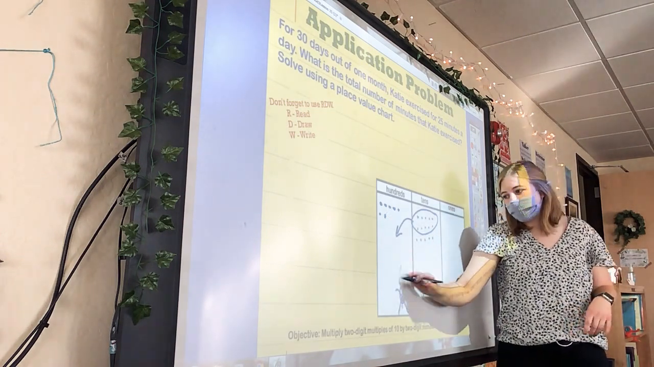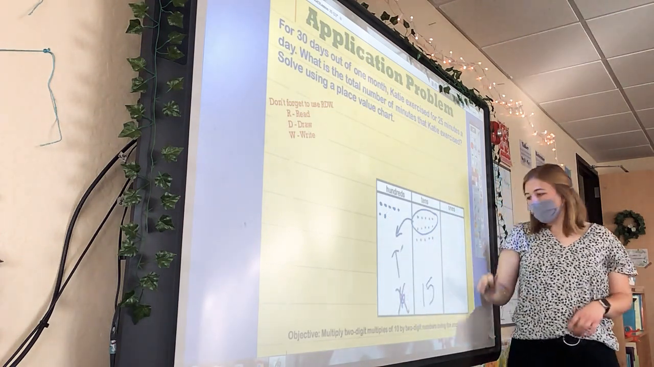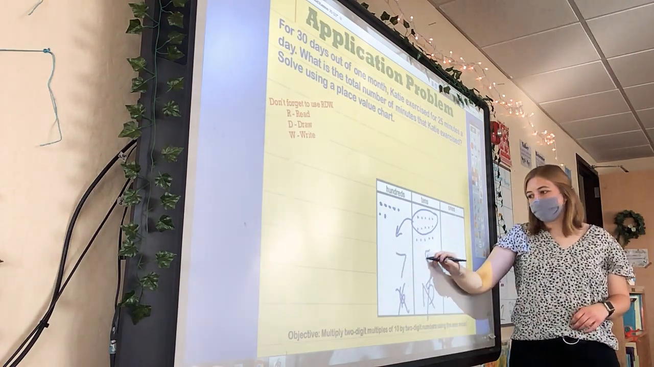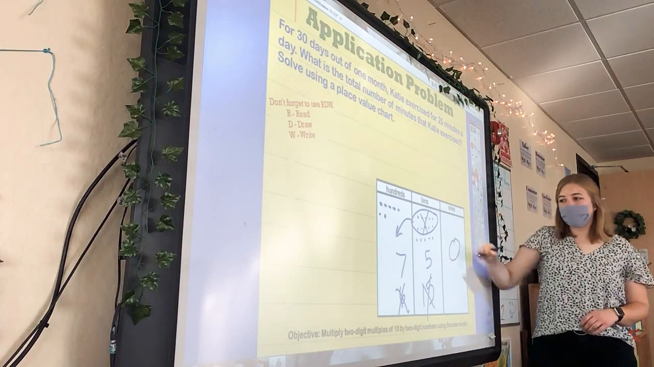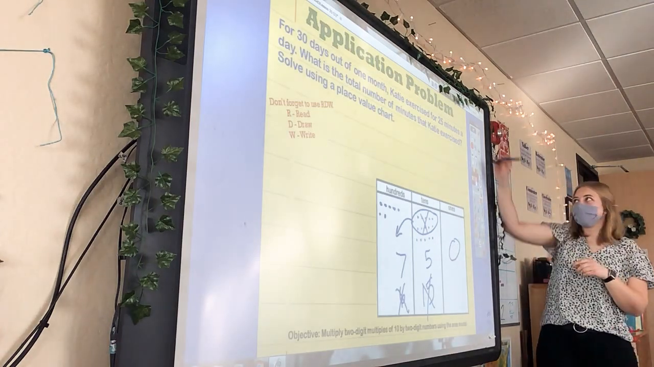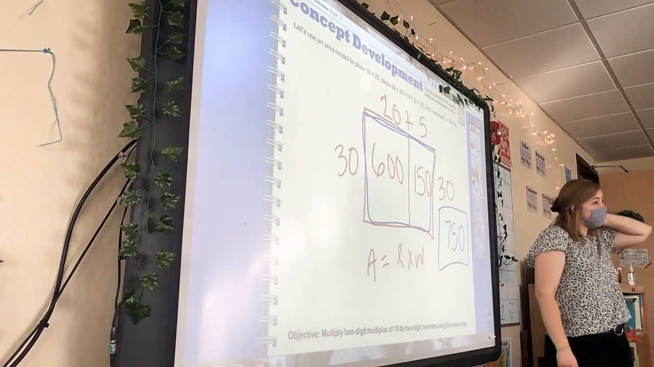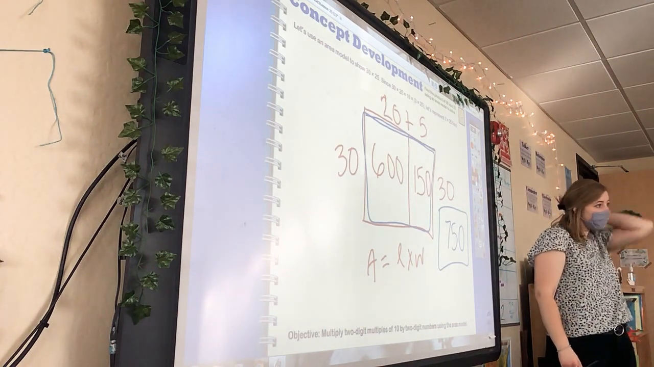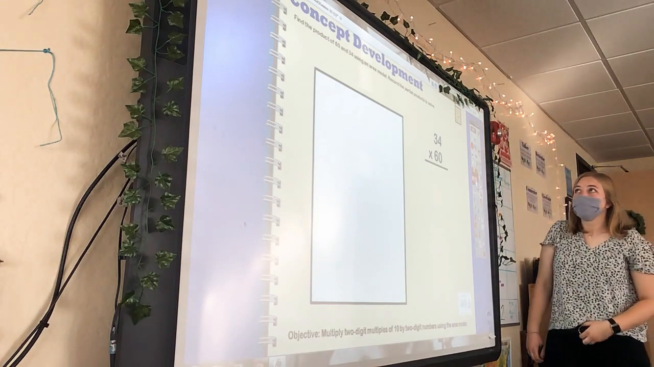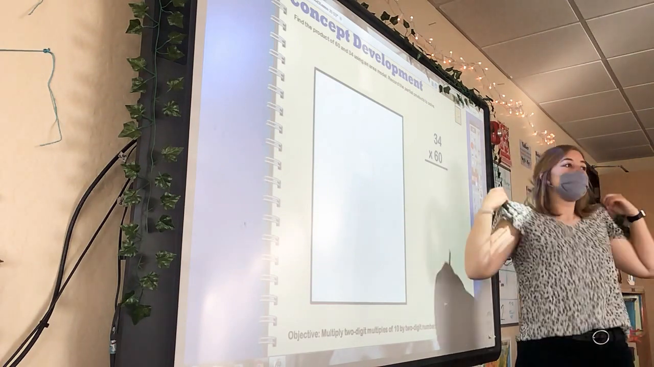So this becomes 7, maybe. Oh, that's a T. 7. And then this remains 5. Okay? And then 0 ones. So yeah, exactly, Isabel. I like that you see the connection between those two. All right, any other questions about the area model? No. All right, cool. So here is the next part of this.